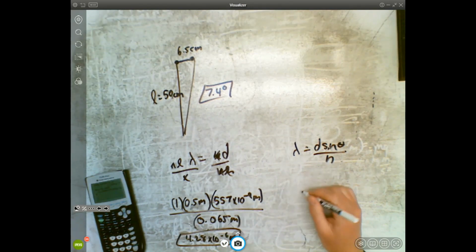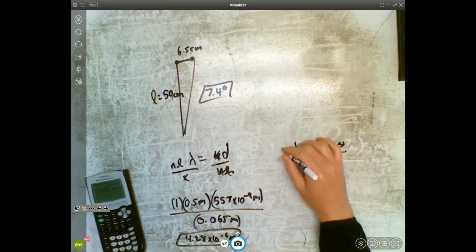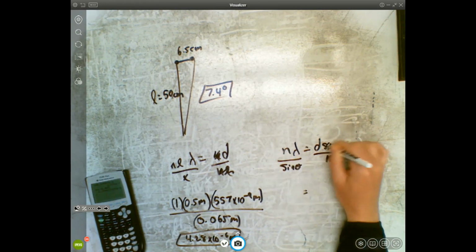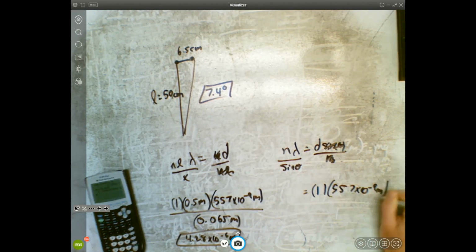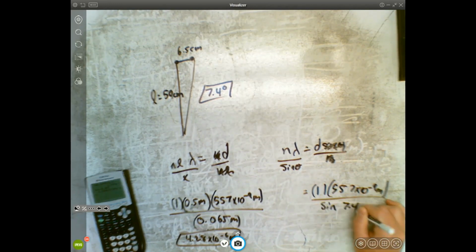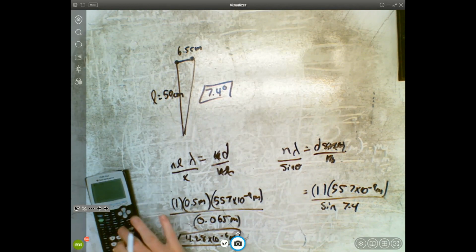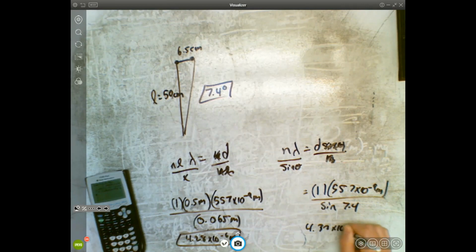And if we use this one, so we move n up top and sine theta down below, like that. So it's our first one. Our wavelength is 557 times 10 to the -9 meters, 557 nanometers, and then sine of our 7.4. And I'm going to use that full answer from before. Okay, so it's going to be 1 times 557 times 10 to the -9 divided by sine of our old answer, and we get 4.32 times 10 to the -6 meters, right? And they're a little bit off, and that's what we saw in the last question, and it's like, okay, that's okay.